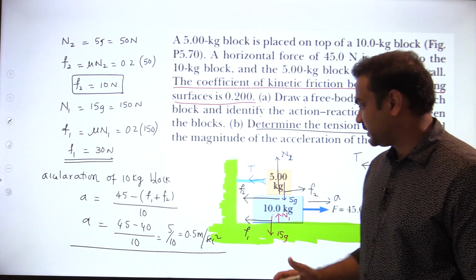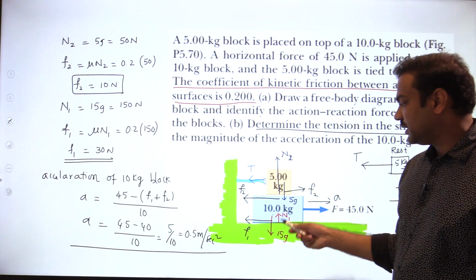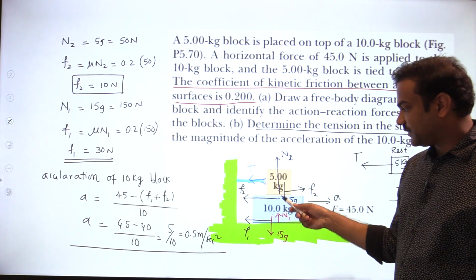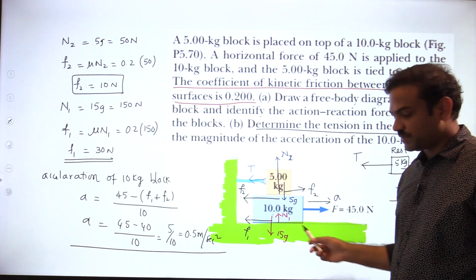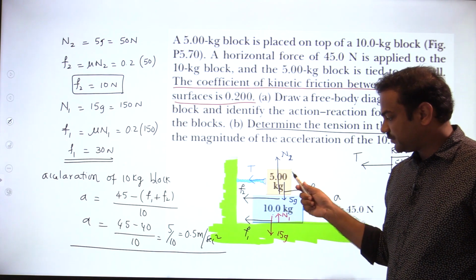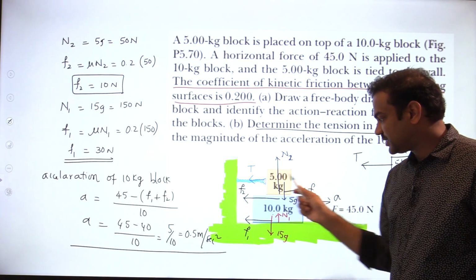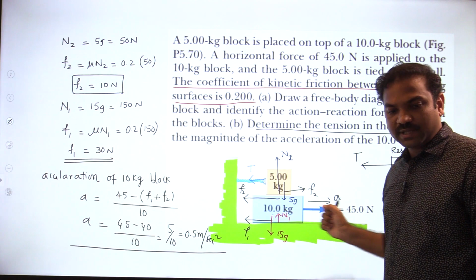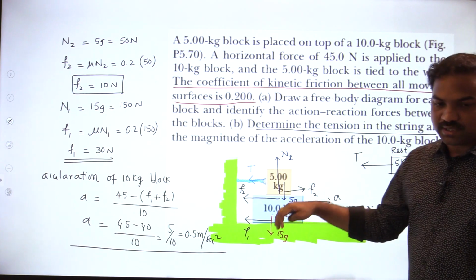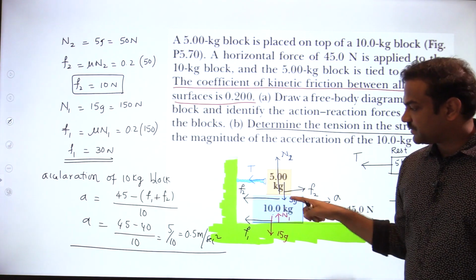So there are two things you need to understand. One is normal reactions, the normal reaction on the ground. Ground and 10 kg are in contact, and 10 kg and 5 kg are in contact. There are two contact surfaces, so there will be two frictions acting. So you should be careful with the normal reactions and the friction direction also. The 10 kg will try to move forward, as we are applying the force on it, and then friction will oppose.